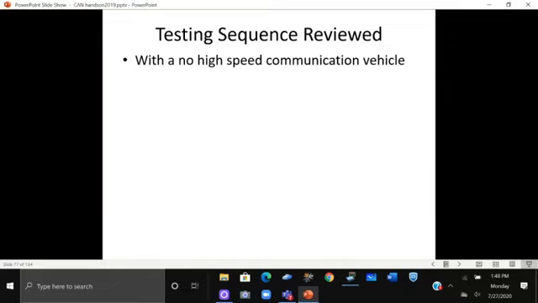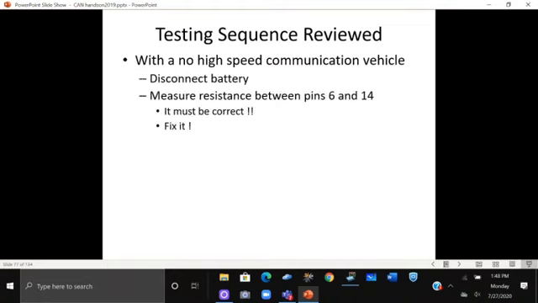We have no high-speed communication. Disconnect the battery. Measure resistance between pins 6 and 14. Or, if you have multiples, they got 12 and 13, do 12 and 13 also. Got to be correct. Fix it.